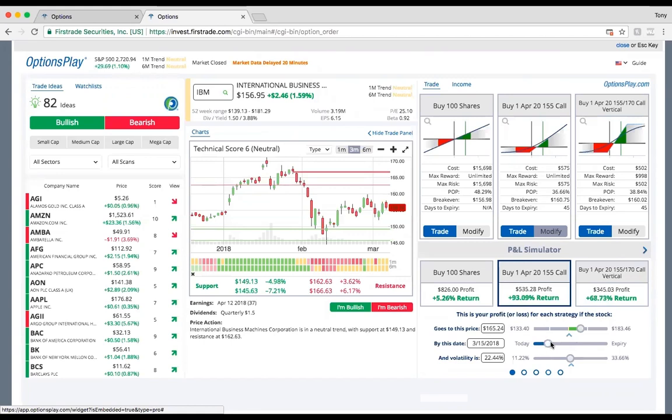As you can see, as time goes by, if you're just buying a call, you're going to lose money every single day. You can see this number gets smaller and smaller as time goes on.